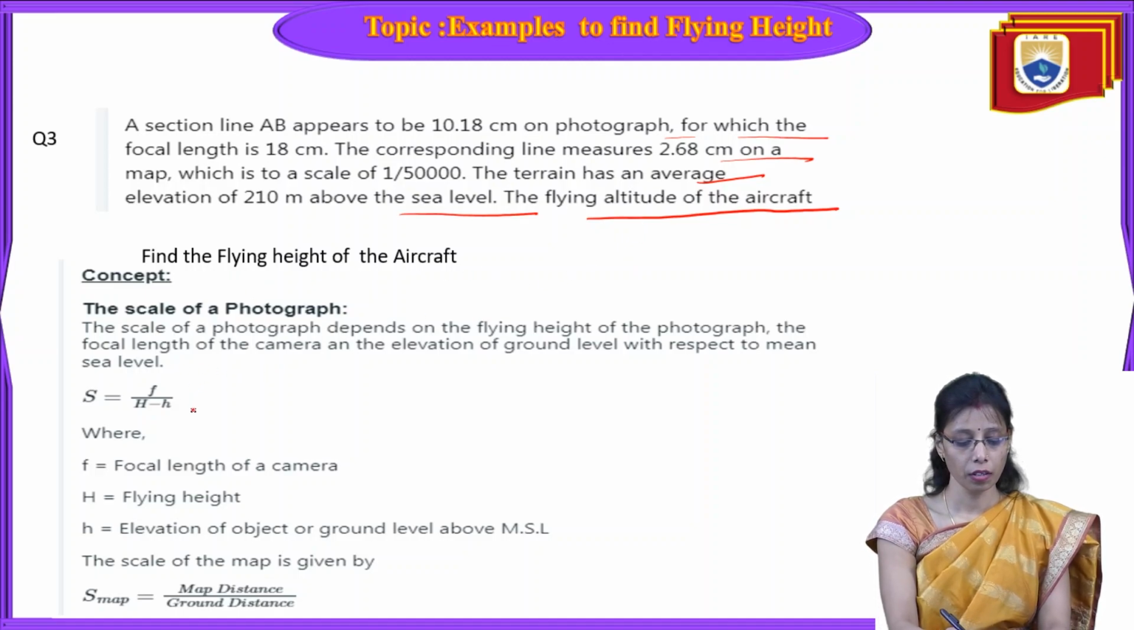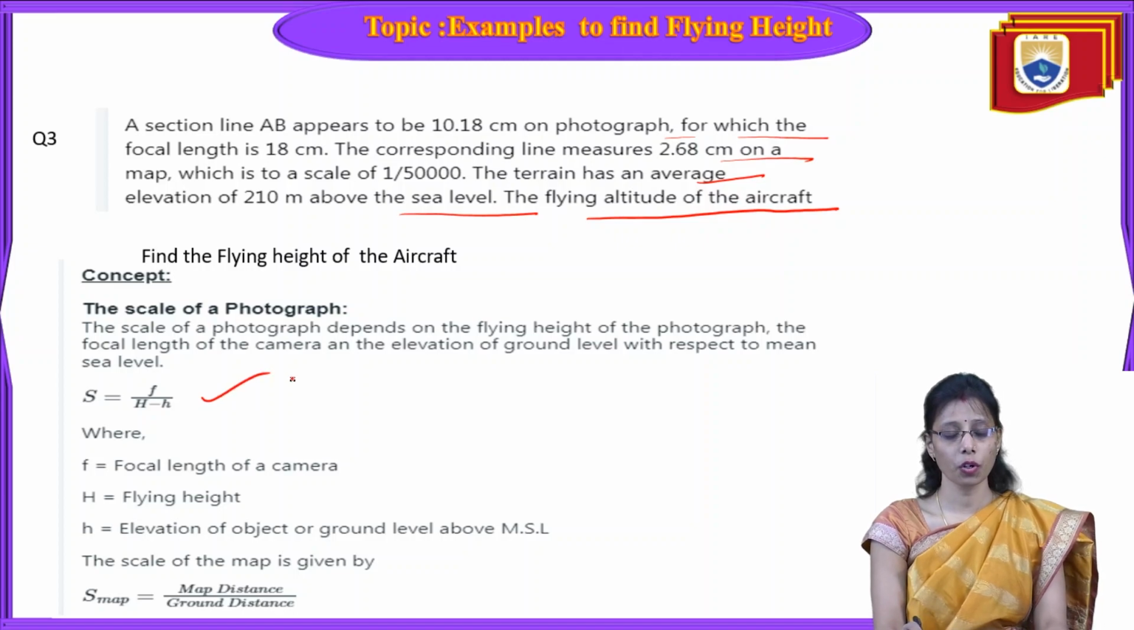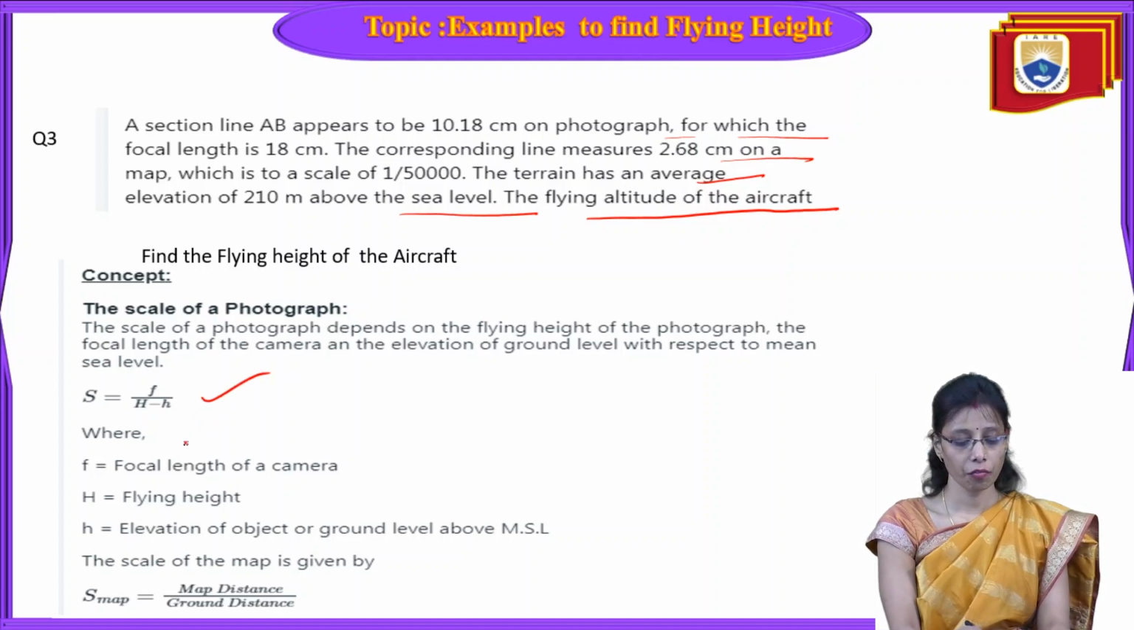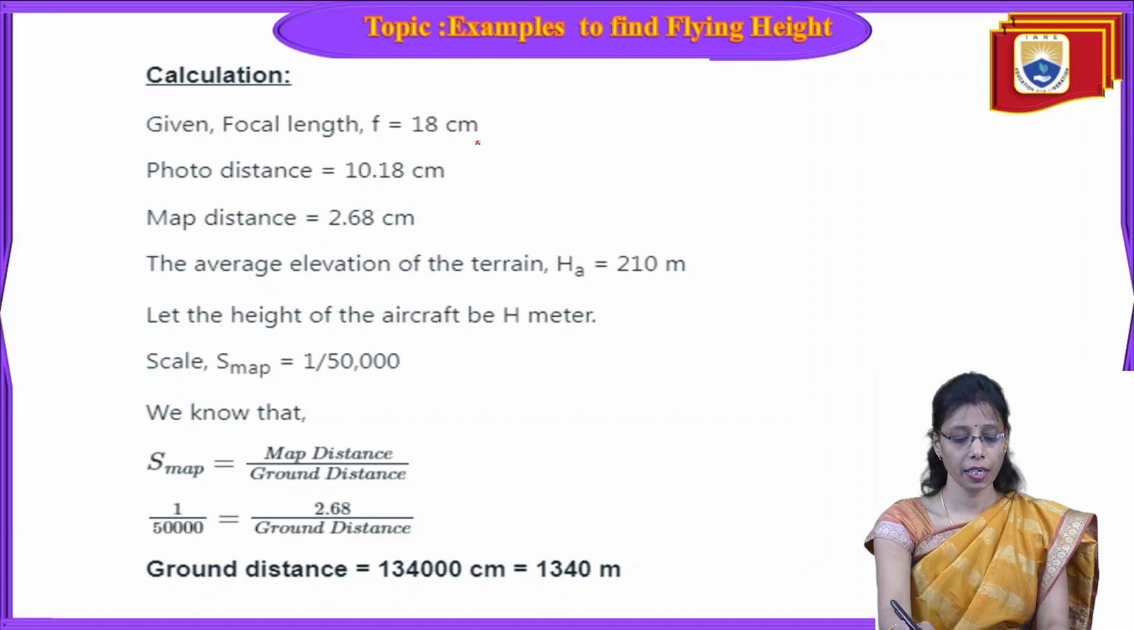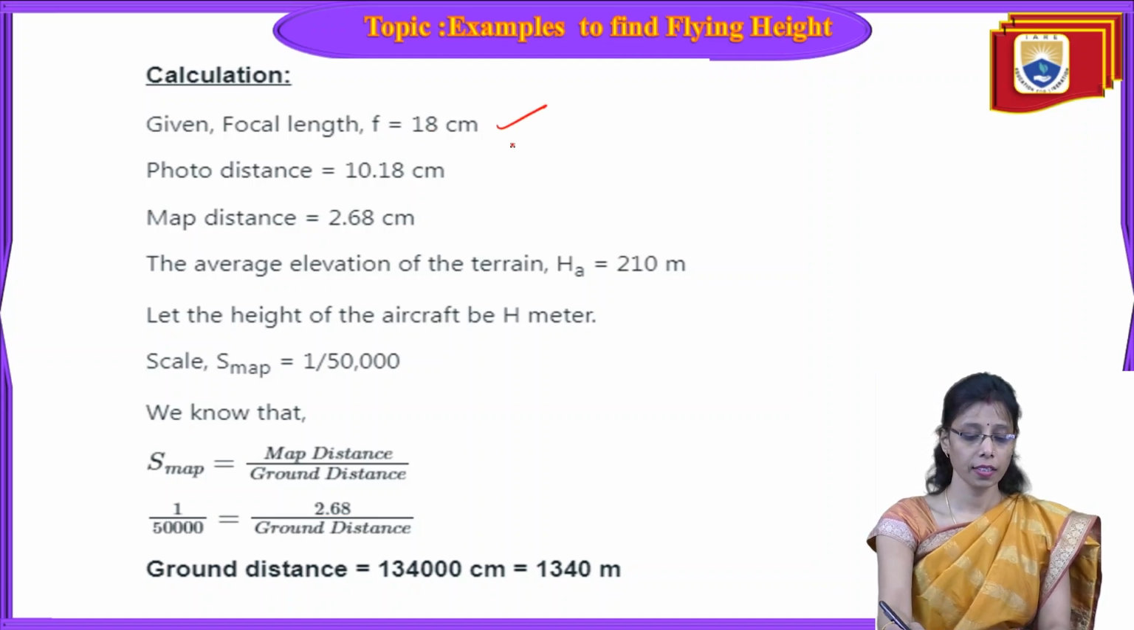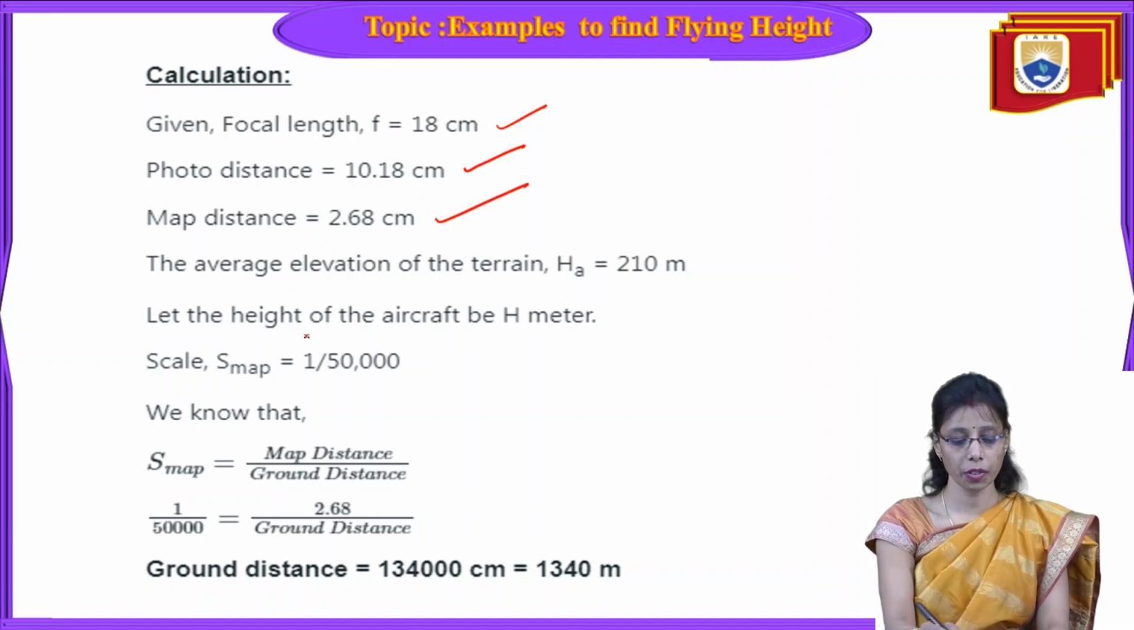We can find it with the same method we discussed before: s is equal to f by H minus h. There are two ways again, using map distance by ground distance. So we have to find the flying height. The given data is: focal length is 18 centimeters, photo distance is 10.18 centimeters, map distance is 2.68 centimeters, and the average elevation of the terrain is 210 meters. Let the height of the aircraft be H meters. The scale is 1 by 50,000.